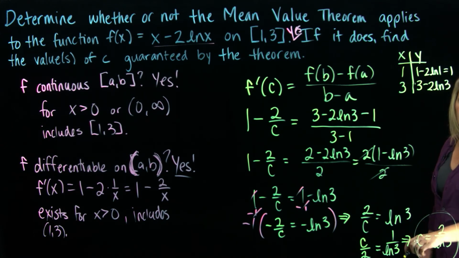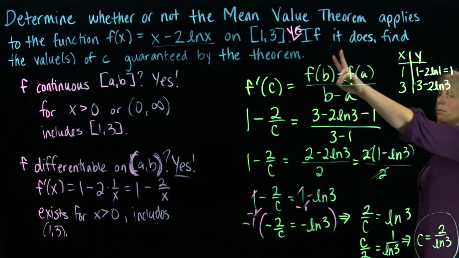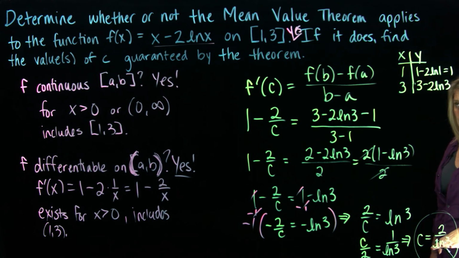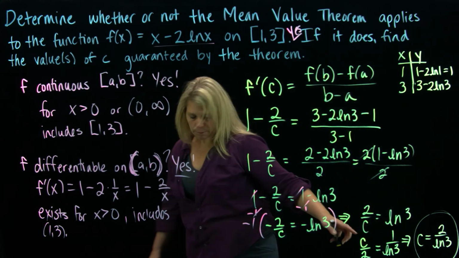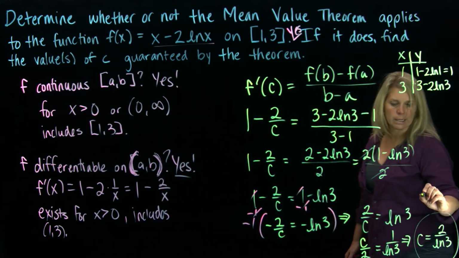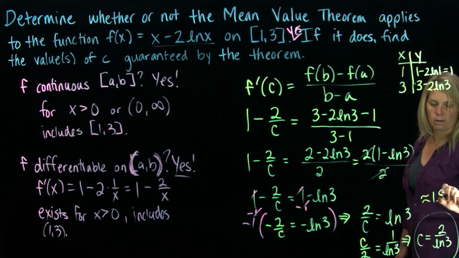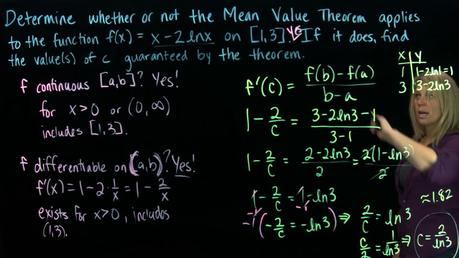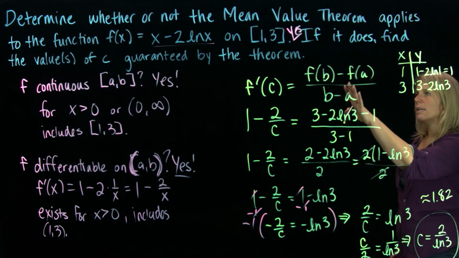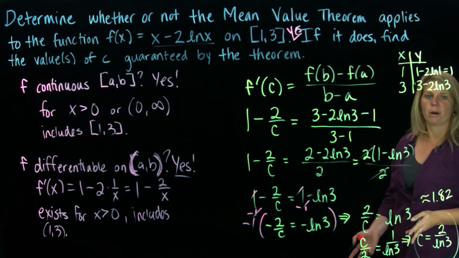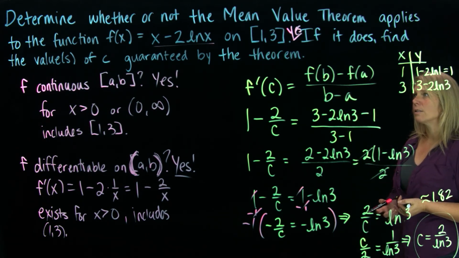All right, so mean value theorem says that that value of c should be between 1 and 3. So you might want a decimal approximation for that so that you can see whether it ends up between 1 and 3. So decimal approximation for this, you end up with about 1.82. So yeah, that checks. We're between that interval. All right, so here's our value of c guaranteed by that theorem. All right, so at that point, we've done everything that it asked us to do here.